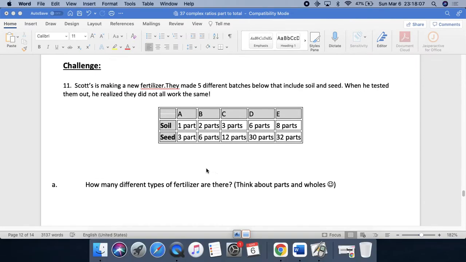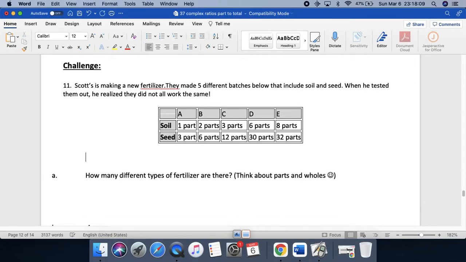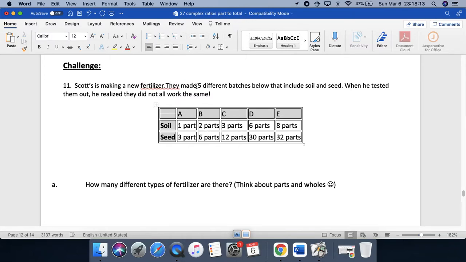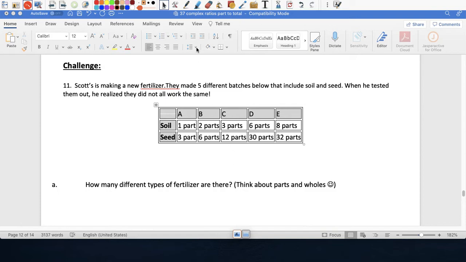Alright, so this one, I want you to look at the ratios. Actually, I need some space here. First question is how many different fertilizers are there? So these are the ratios of fertilizers. Fertilizer A uses 1 part soil with 3 parts seed. Fertilizer B is 2 soil, 6 seeds.